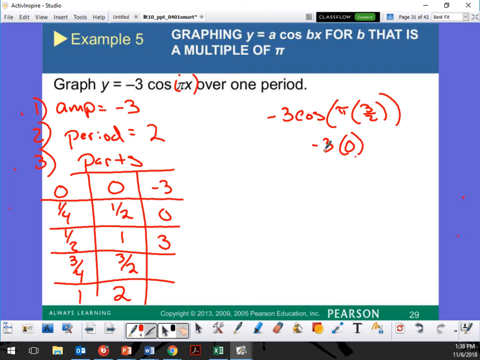0 times negative 3. Wait, what? How'd I get 0? Okay, this is 3 pi over 2. Put your finger on 3 pi over 2. Oh. Zero. Yeah, 0. Okay, so the x value there is 0.